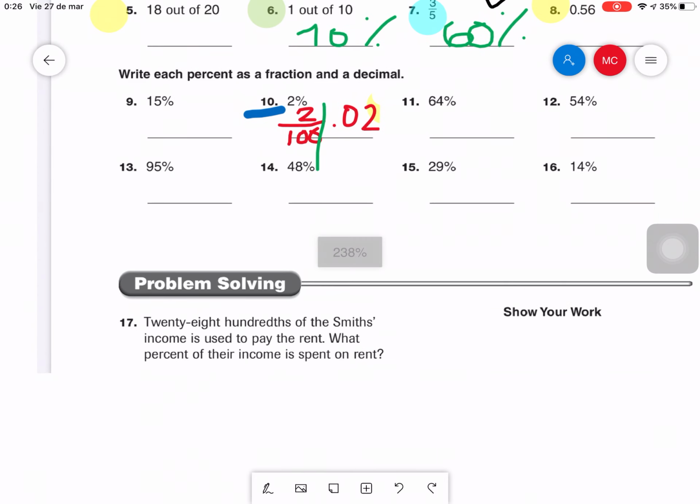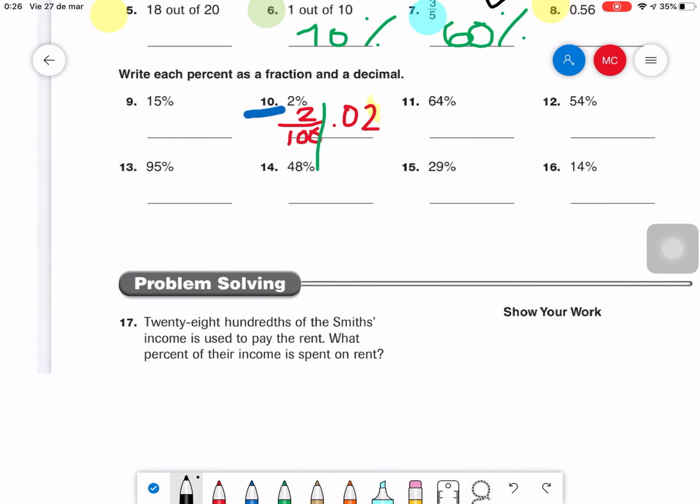This is the word problem. It says that 28 hundredths of the Smith income is used to pay the rent. What percent of their income is spent on rent? You need to write this as a decimal, 28 hundredths. Okay, remember how to write decimals. You write that as a decimal, and then you change that into a percent, and that will be the answer.